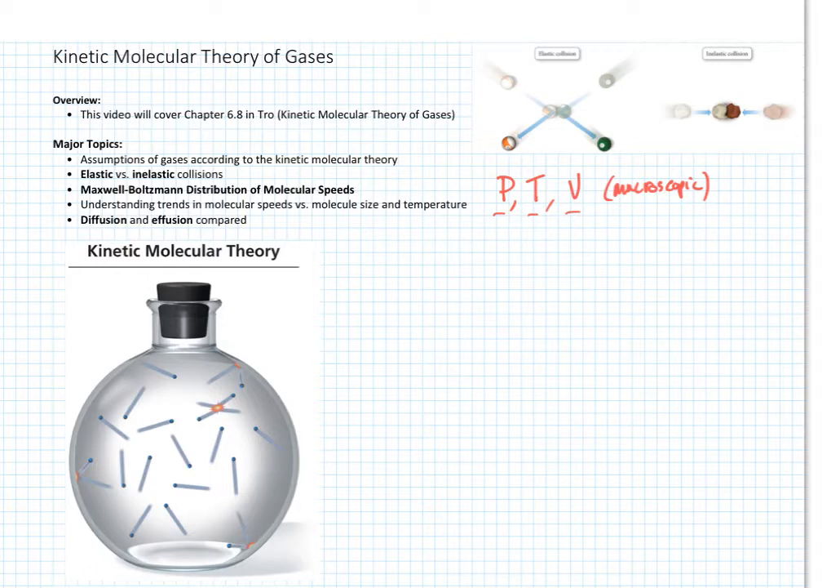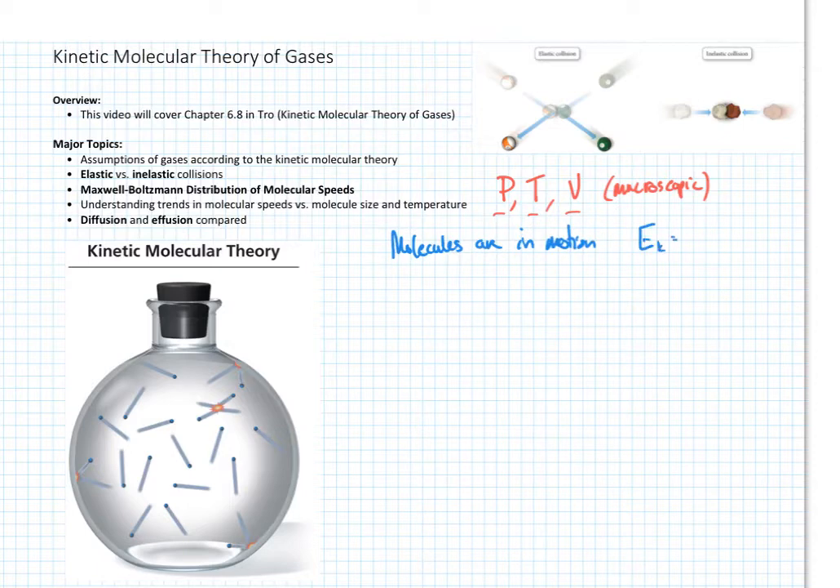So we know that somehow there has to be a connection between the macroscopic variables like pressure and temperature and things that are happening on the molecular or nanoscale. So that's where this theory comes into play to explain what's happening. And the big picture idea is that molecules are always in motion. And because they're in motion, they have some kinetic energy.